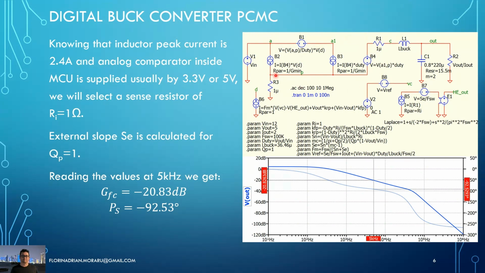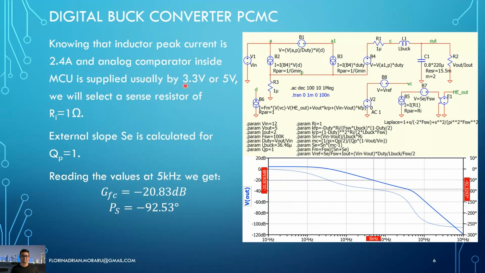So we have an averaging model, and I implement all the necessary equations for the peak current mode control implementation. We know from our previous examples that the peak current, for an input voltage of 12 volt, an output voltage of 5 volt and an output current of 2 amps, and for the inductor value we calculated, 36.46, is 2.4 amps.